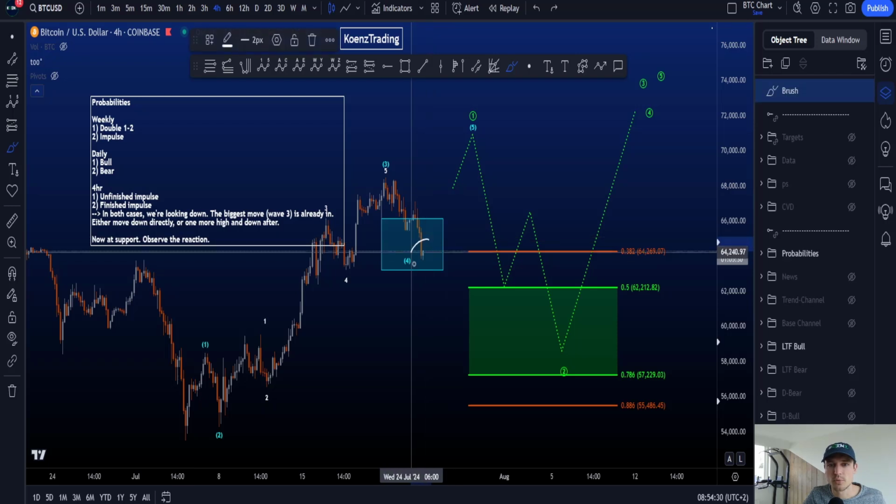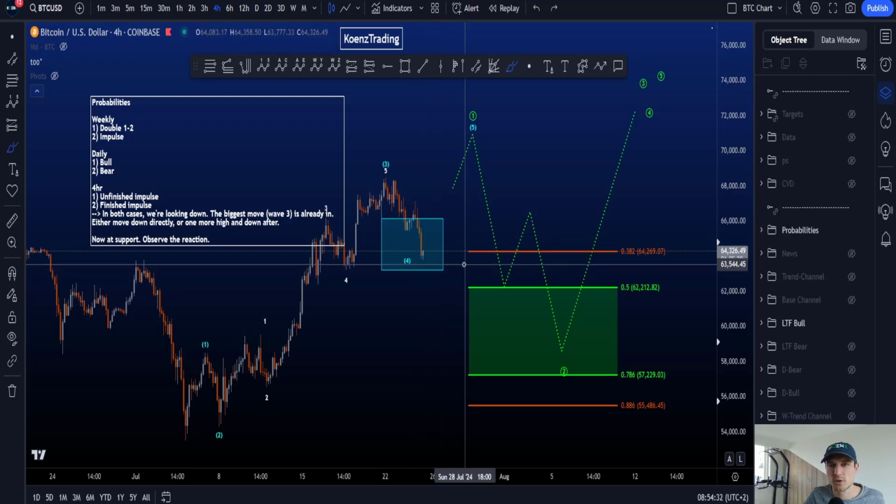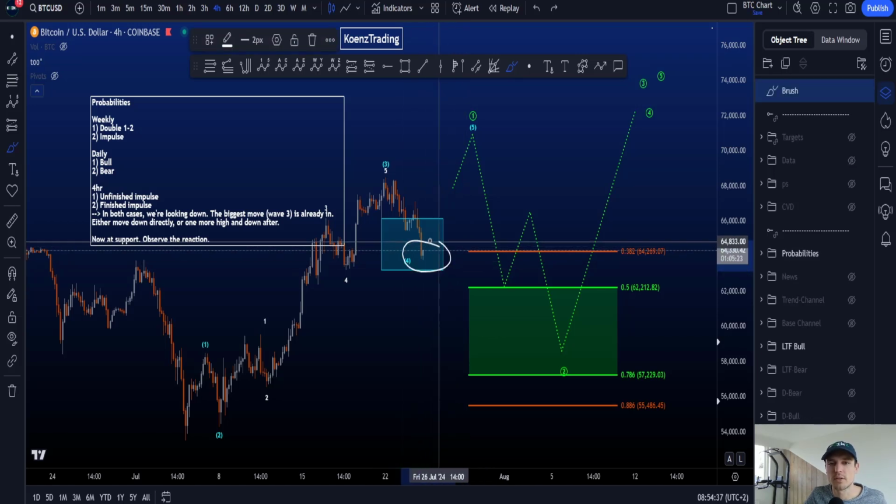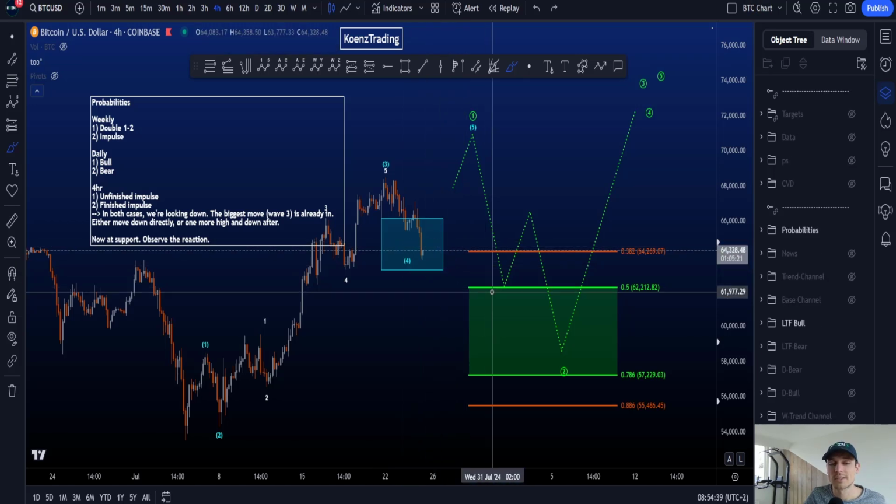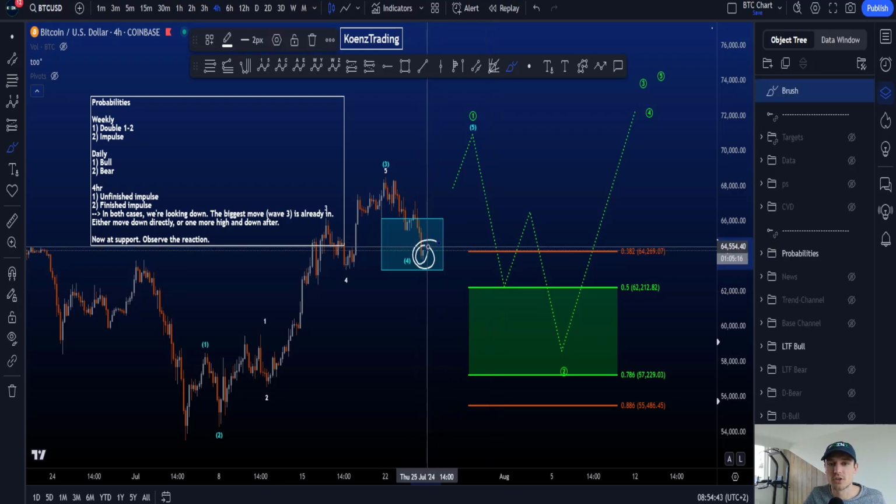Now we are at support over here. We just hit the support area, so we just need to wait for more price action to form at support to get a bit of a clearer idea of what's gonna happen. But it is now interesting to at least observe the reaction over here.